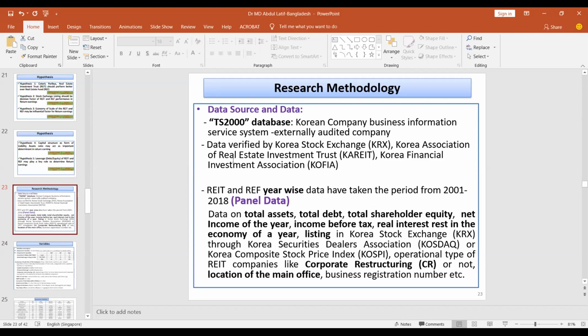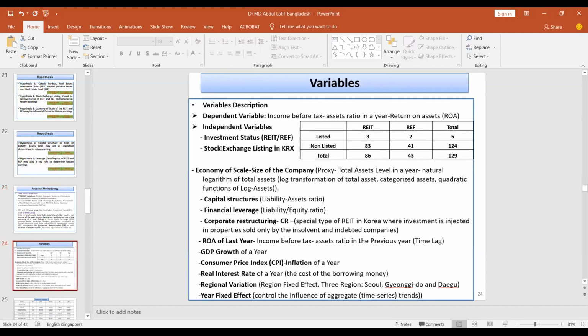And the data source is here, TS 2000, and it is panel data. I went through several authentic sources, which I mention here, and the variables are here. The dependent variables are the income before tax to asset ratio in a year and return on assets. The total number of listed and non-listed REITs is 129, and these are my independent variables: capital structure, financial leverage, corporate structuring.